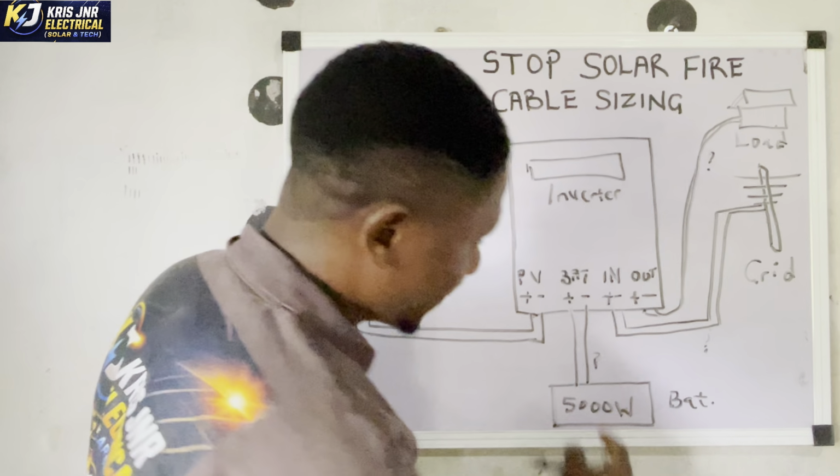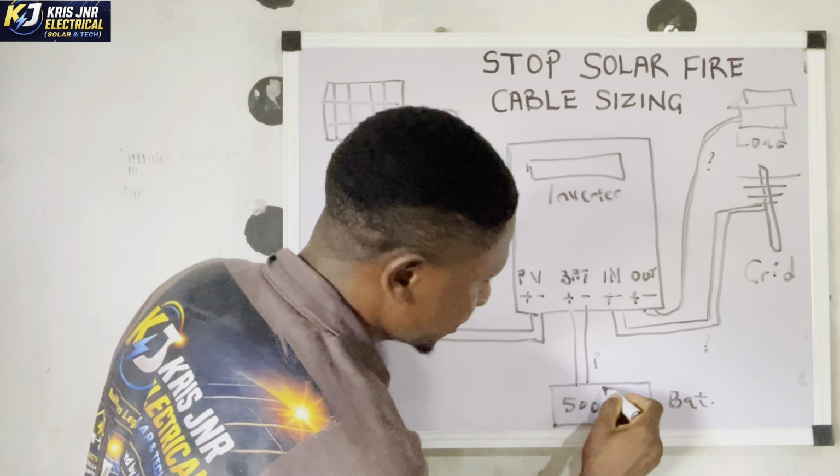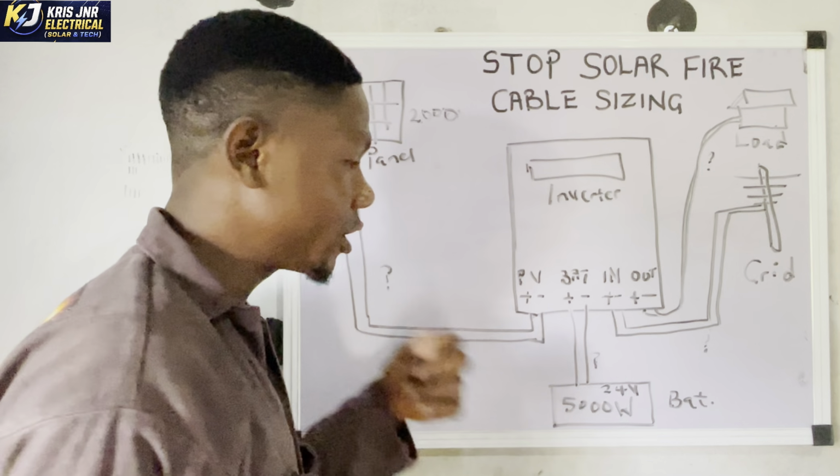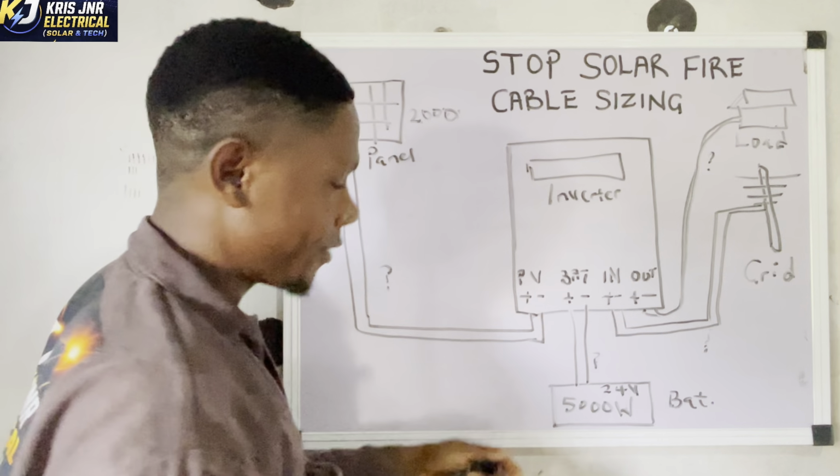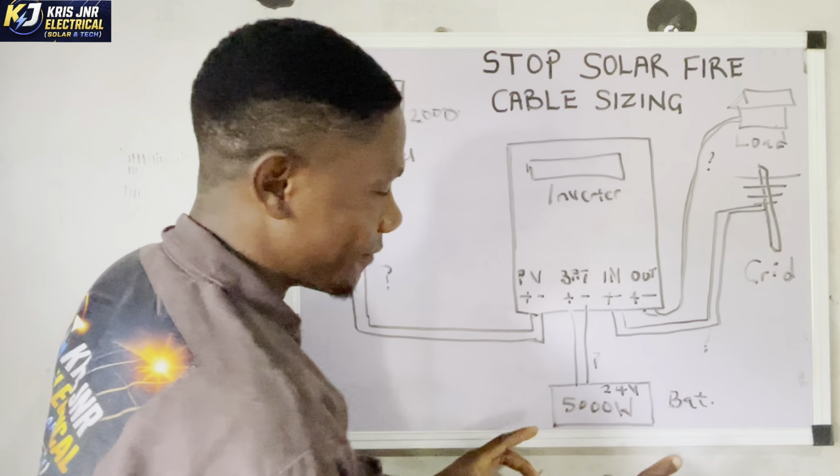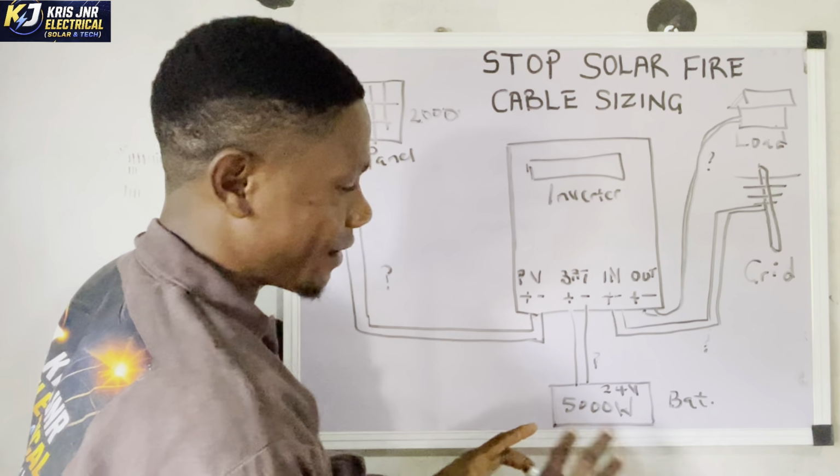Now let's use this battery here. It is 24 volts. It's written on the battery, you can check the nameplate. So the battery is a 24 volt, 5 kVA battery, or 5,000 watts battery, 24 volt system. The current is flowing to this inverter, and this inverter is a 5 kVA inverter. Let's say 5,000 watts. Let's measure the inverter in watts so that you will understand.